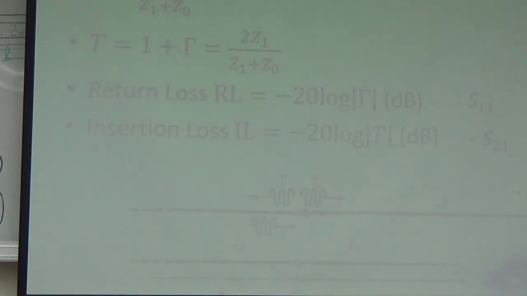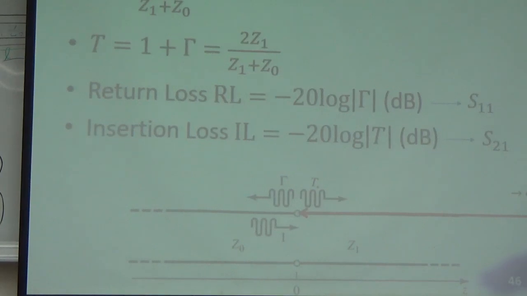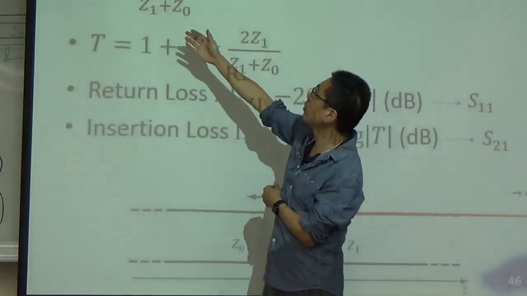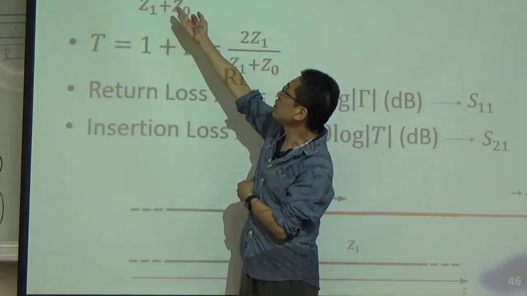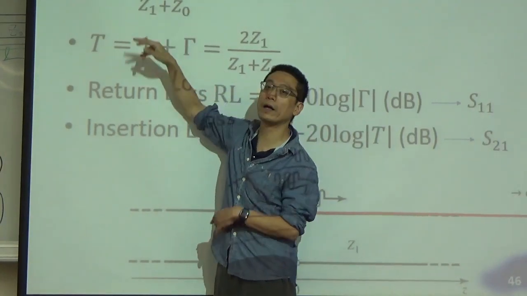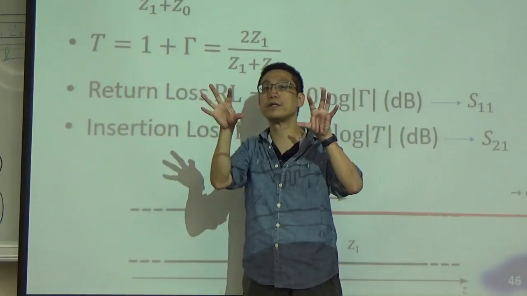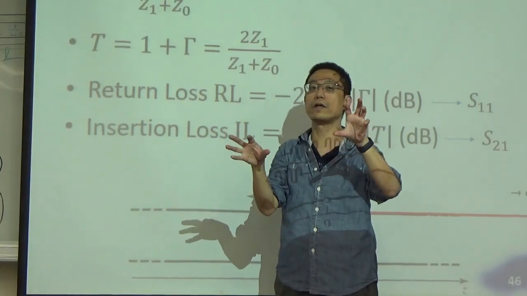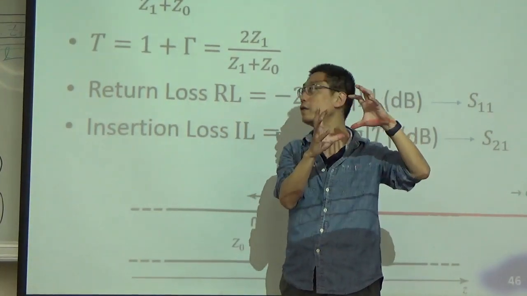In your textbook, Pozar also mentioned insertion loss, but I think many of you already saw these equations before when we were doing the wave impedance eta, right? The reflection coefficient is ZL minus Z0 over ZL plus Z0, or Z1, depending on the material. ZL or Z1 is a load impedance.